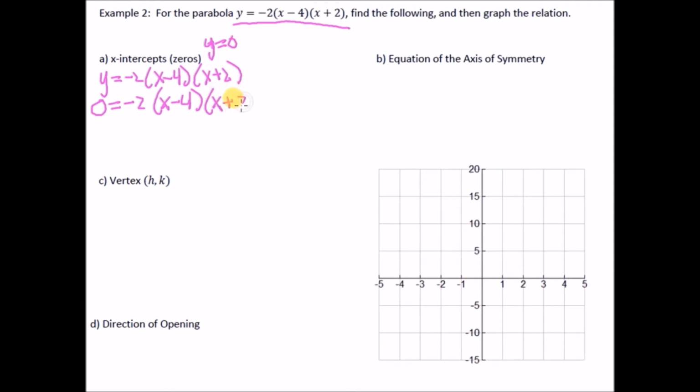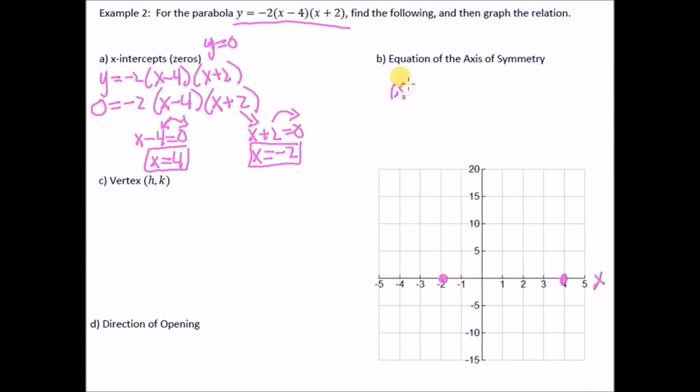So again, because this is in factored form, everything on the right-hand side here is multiplied. Negative 2 can never equal 0. So let's find when x minus 4 equals 0. Bring over that negative 4, we get x equals 4. Let's find when x plus 2 equals 0. Bring over that 2, x equals negative 2. So those are our two x-intercepts. So we can go ahead and graph those on our x-axis, 4 and negative 2.